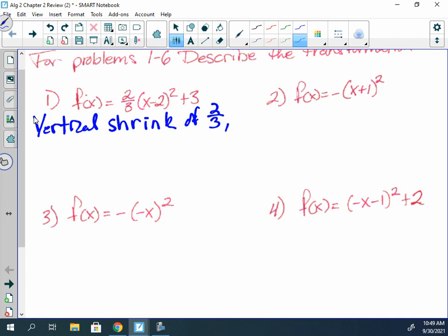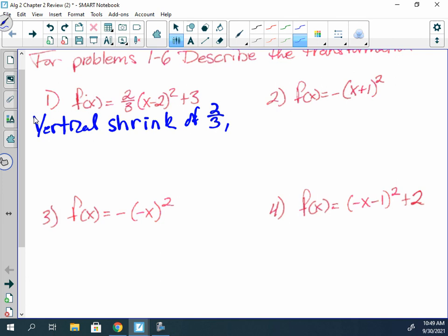Now, since it's not negative, because if it was negative 2/3, it would still be a vertical shrink, but it would also have a reflection across the x-axis, because outside the parentheses would be a reflection across the x-axis. Yes, because this here is really just rehashing what we did in chapter 1.2 and 1.3 a little bit.